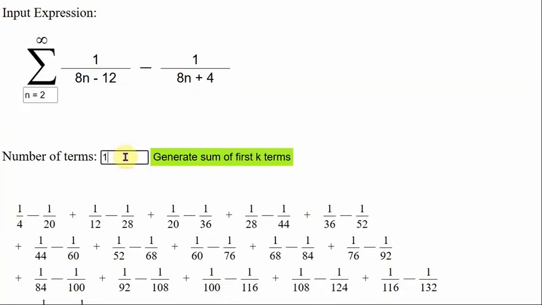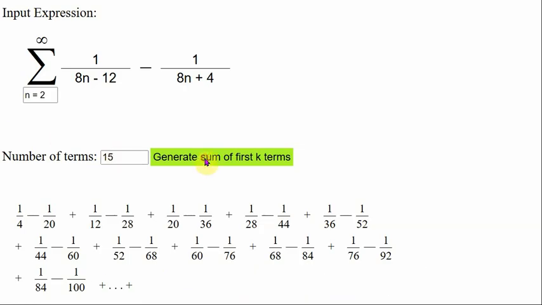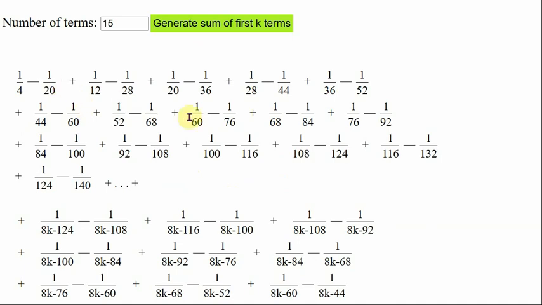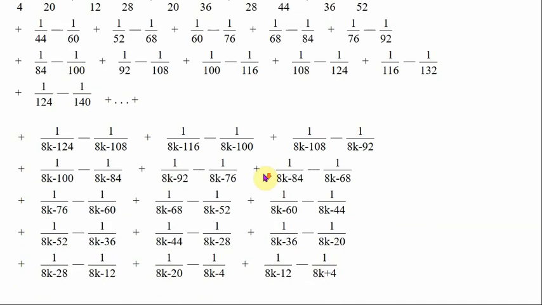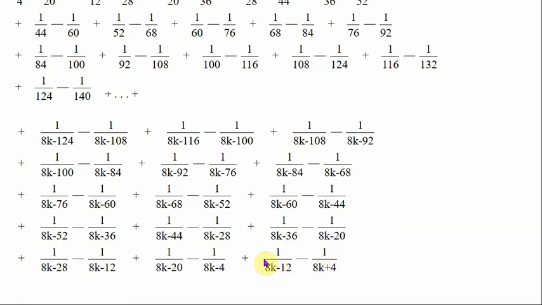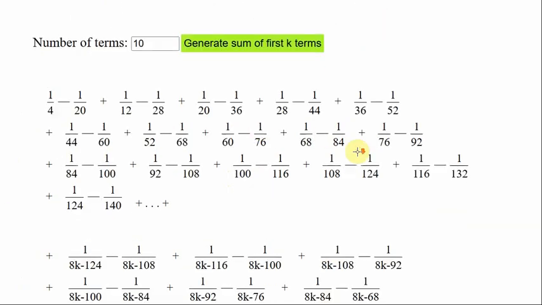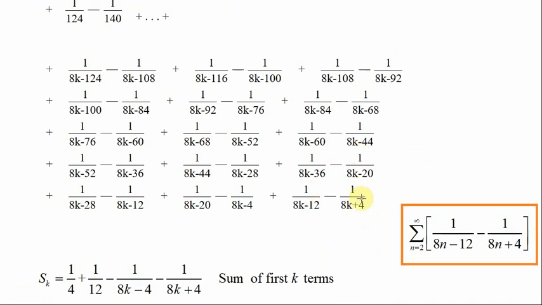And let's generate the first 15 terms. So this is the first 15 terms, and then this is the kth term. So in the place of n, we just replace n with k. And then the term before the kth term, in the place of n, we would replace n with k minus 1, and then simplify, and we get this term.